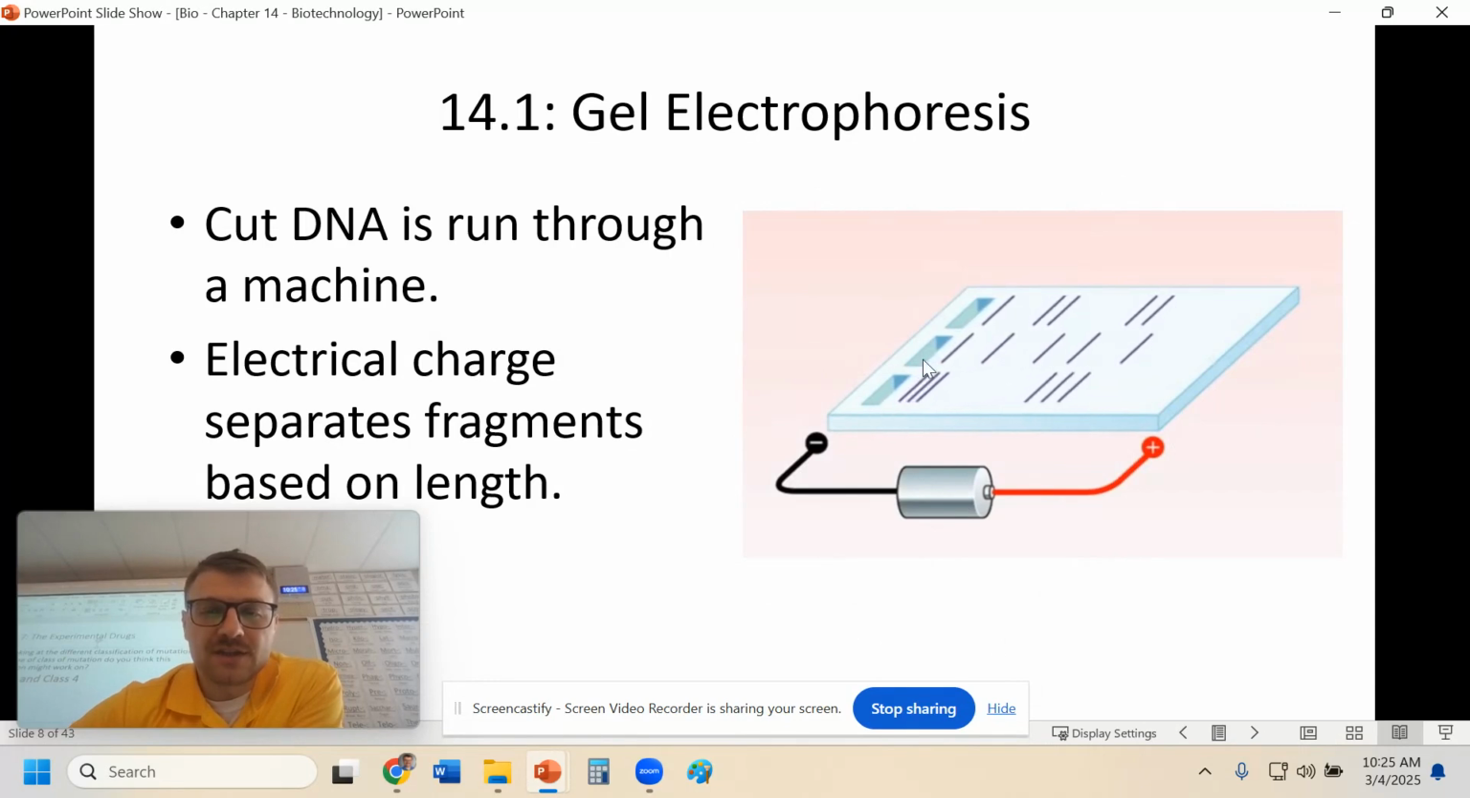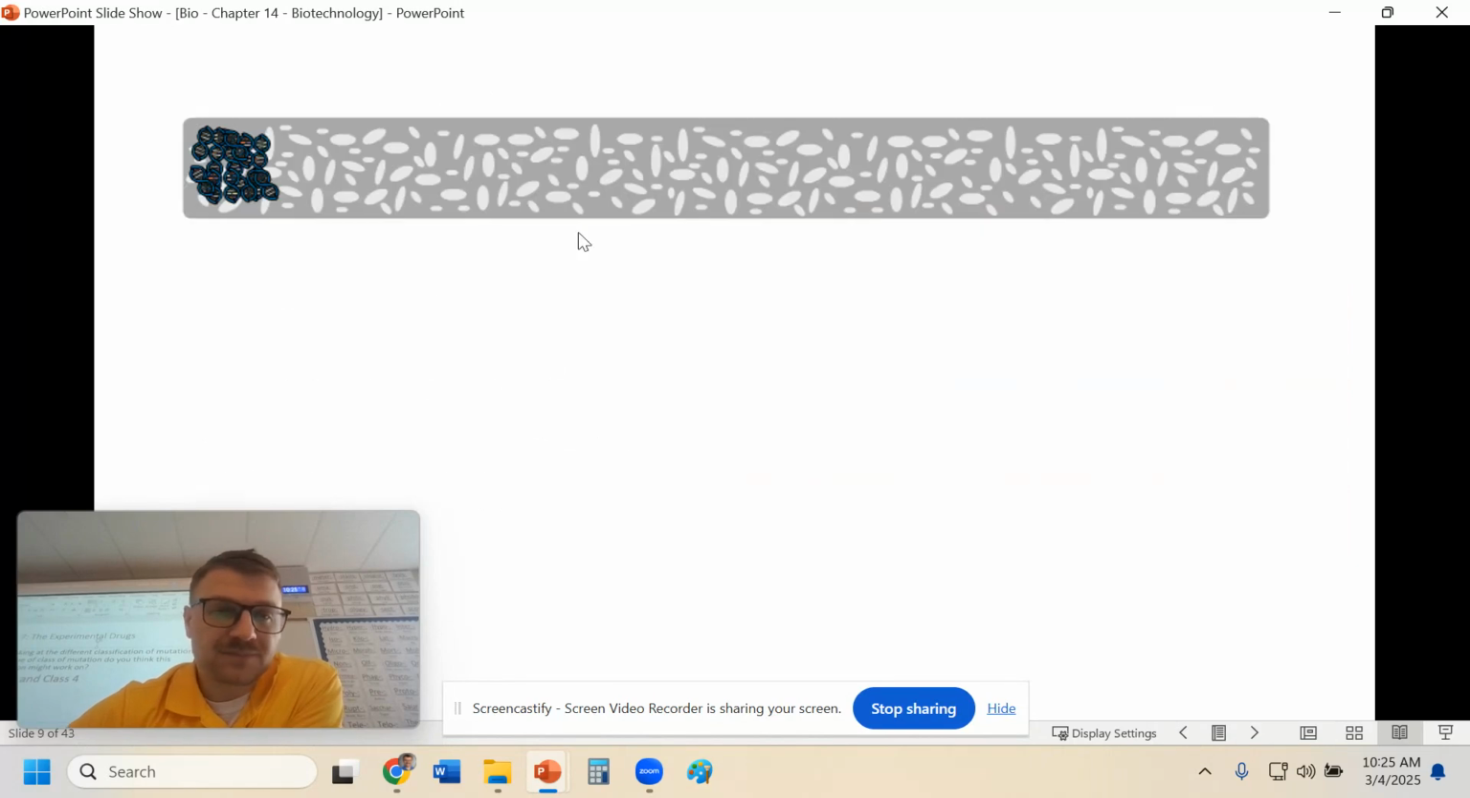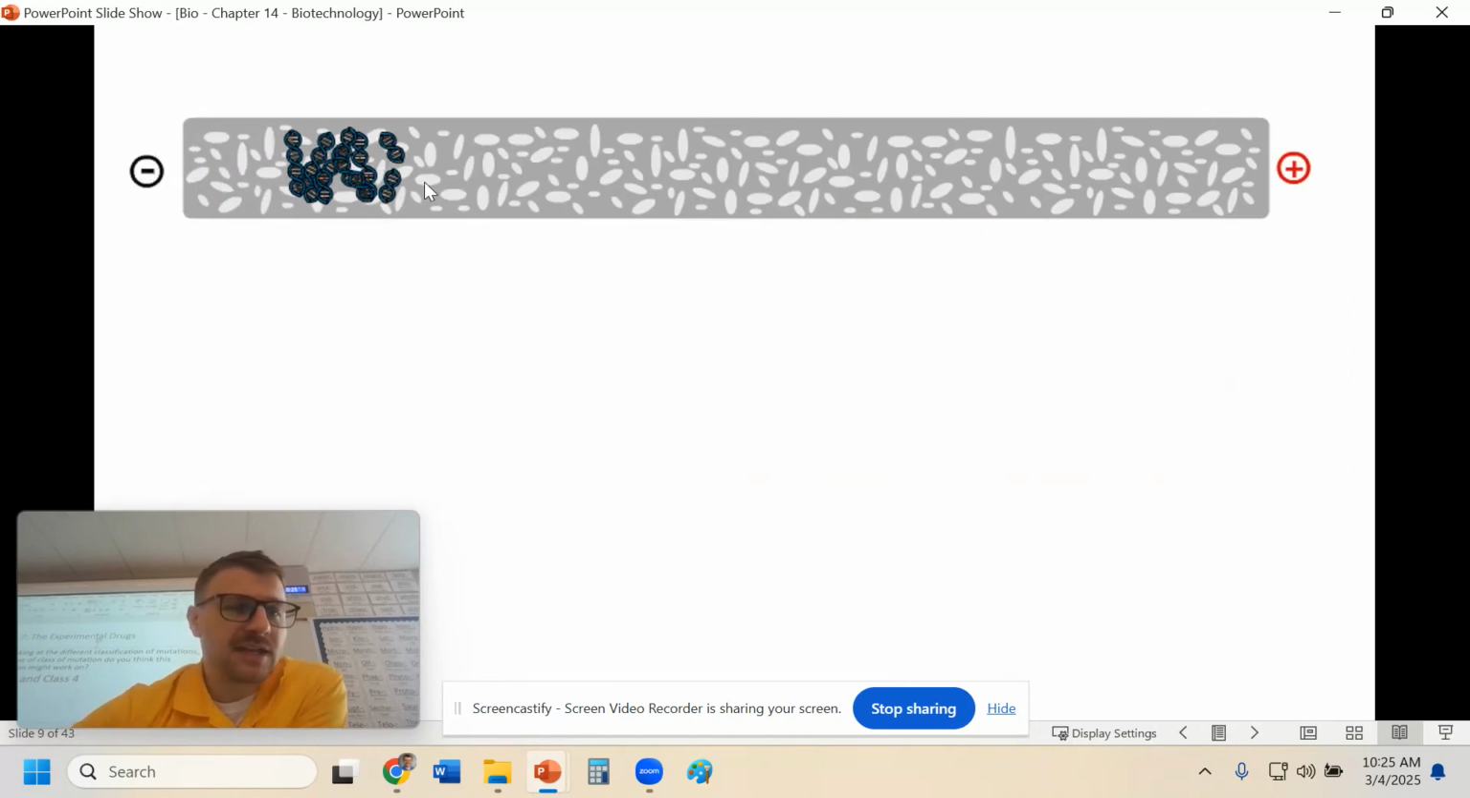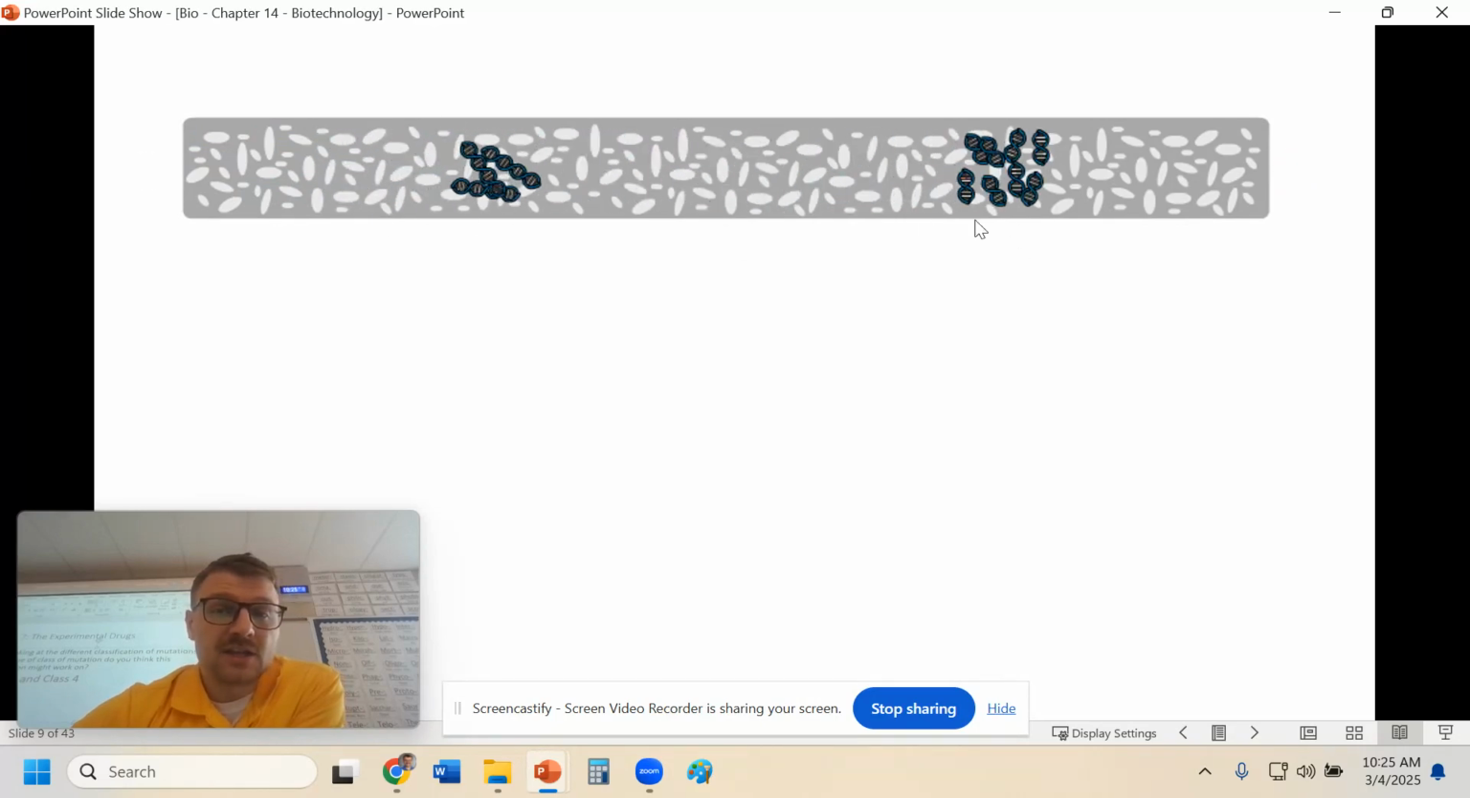You can see the wells here. These are the wells that separate the DNA. And you can see they are being pulled by that electrical current by their size. You can see the shortest ones go the furthest, and the largest ones don't go very far. Here's another way of looking at it. You can see, again, the longer fragments don't travel as far as the shorter fragments.